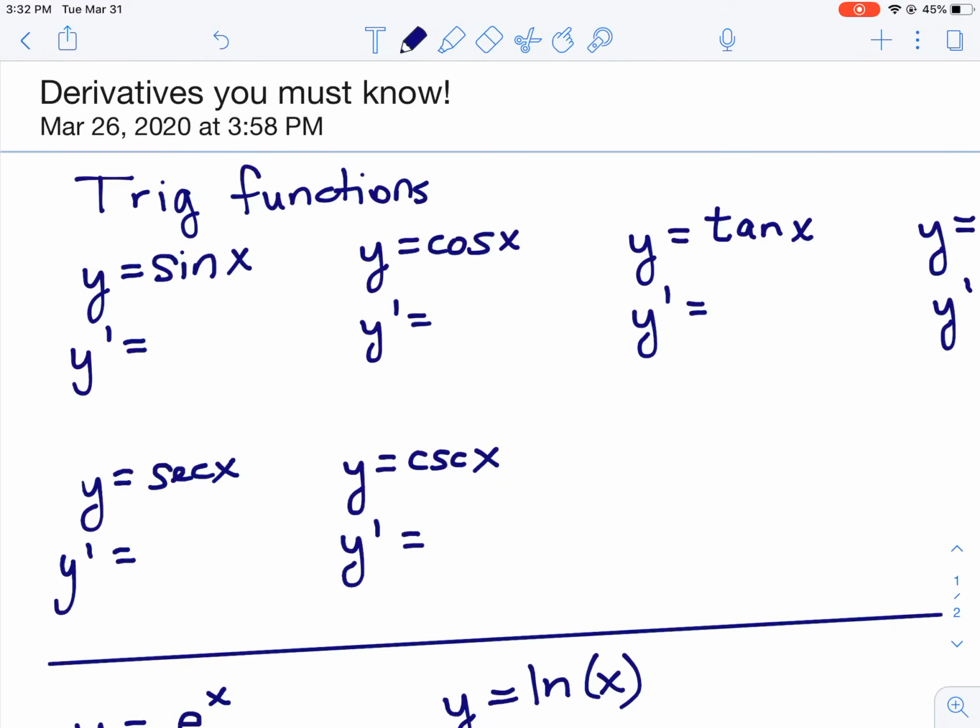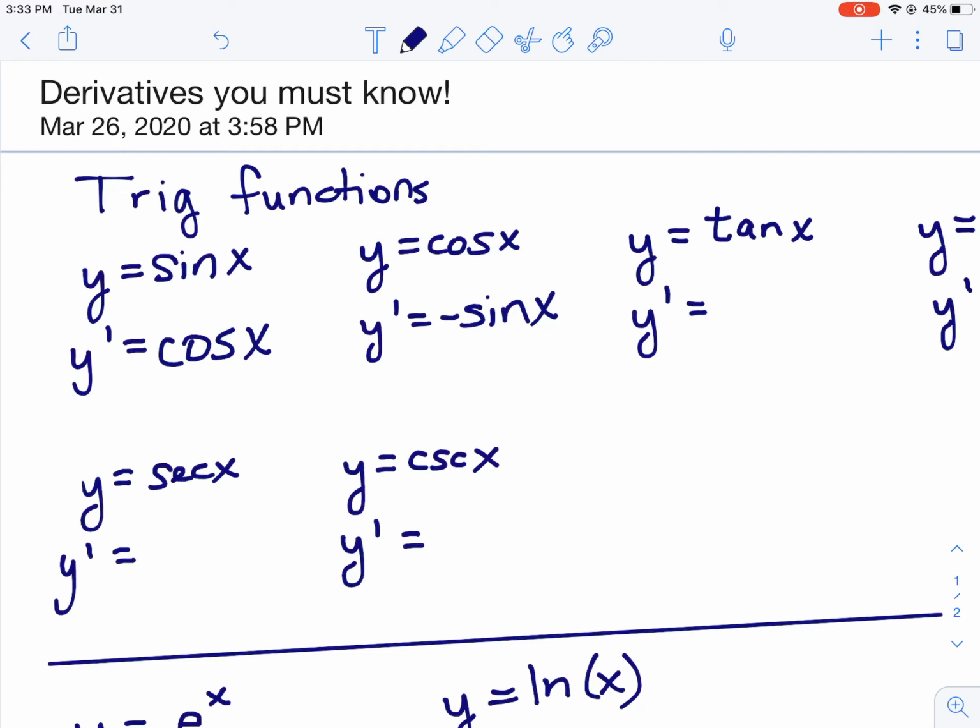Okay, calculus people. This one is the last, well, not really the last derivative, but these are the derivatives you must know. So let's start with the derivative of sine. What is the derivative of sine? You say cosine x. What is the derivative of cosine? You say minus sine x. Those are the two really, really important ones that you know.